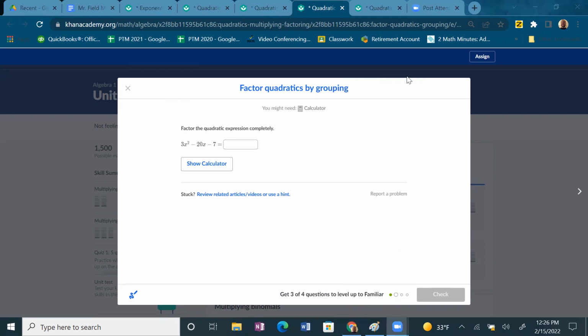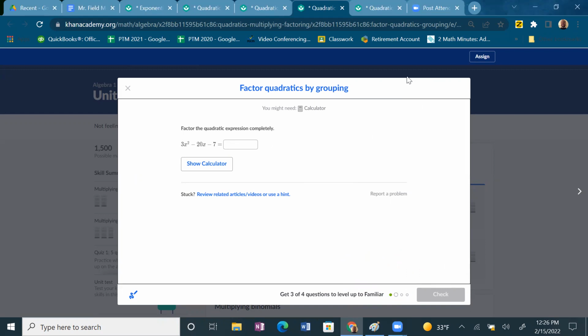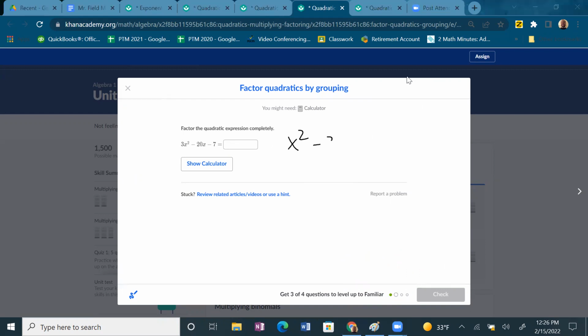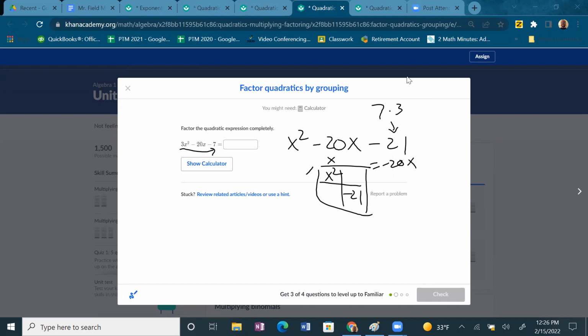So I'm going to do this one more time a little bit faster. I'm going to do the slide. So I'm going to write x squared minus 20x minus 21, right? 7 times 3. Did the slide. Now I'm going to factor. Draw my boxes. Add the negative 20x, x and x. Oh, I know. It's going to be negative 21 and a positive 1. So x plus 1, x minus 21.